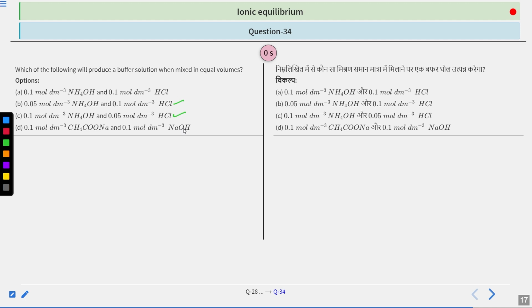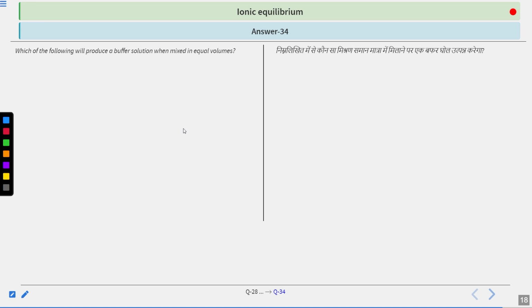The time is up for this question. So we have to say which of the given solutions will form a buffer solution if they are all mixed in equal volumes. The correct answer will be C, that is 0.1 mole per decimeter cube of NH4OH and 0.05 mole per decimeter cube of HCl.